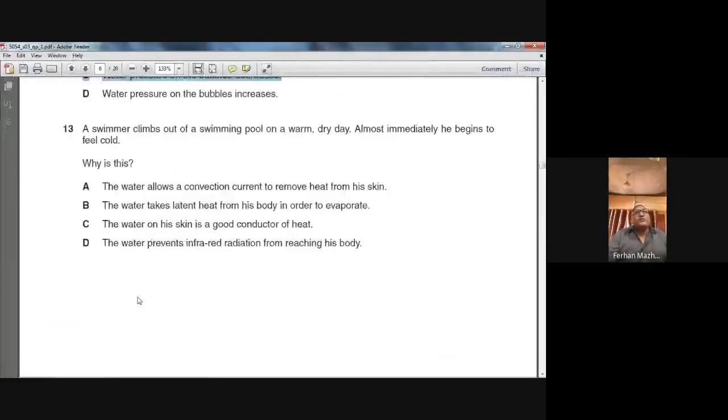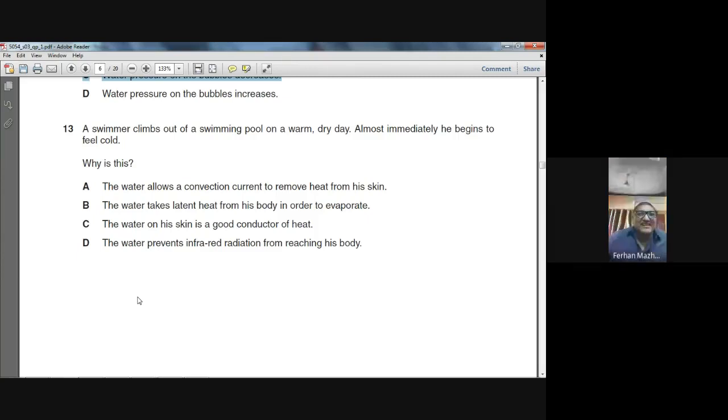A swimmer climbs out of a swimming pool on a warm, dry day. Almost immediately he begins to feel cold. Why is this? Because the water which is on his skin will evaporate, and when that evaporates, it causes cooling. The water allows the convection current to remove heat from his skin. The water takes latent heat from his body in order to evaporate. That can be done. But if it has taken latent heat, it will start boiling.